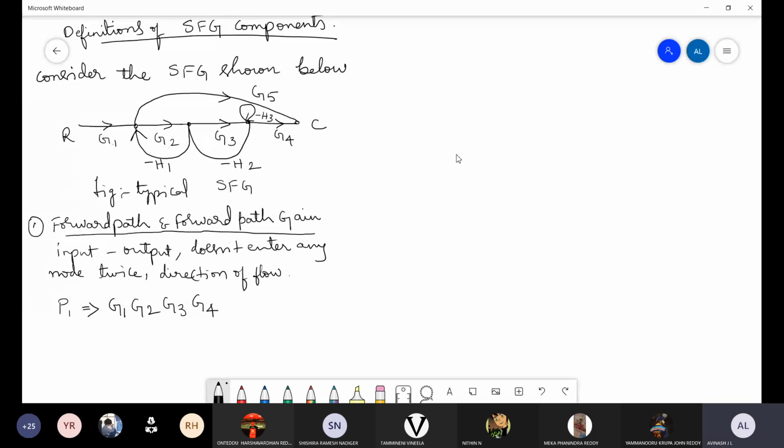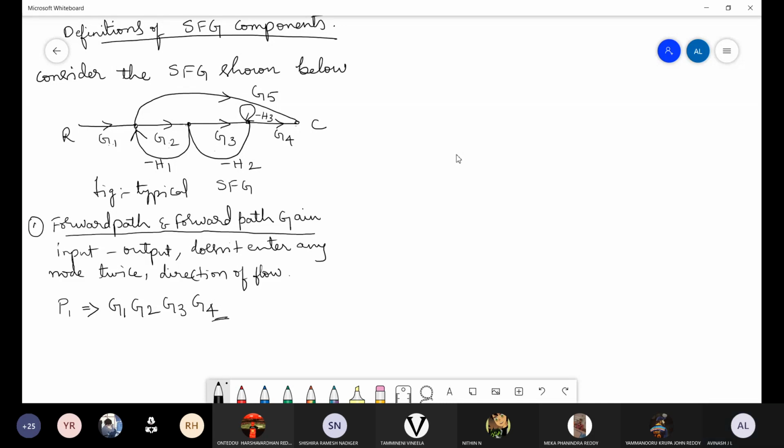So we have to consider the branch gains. From year to year it is going fine. So no node is traveled twice and it is going in the same direction. Okay, it is fine. And the branch gains are G1, G2, G3, G4 we have to take, and this particular thing is called as what? Gain.